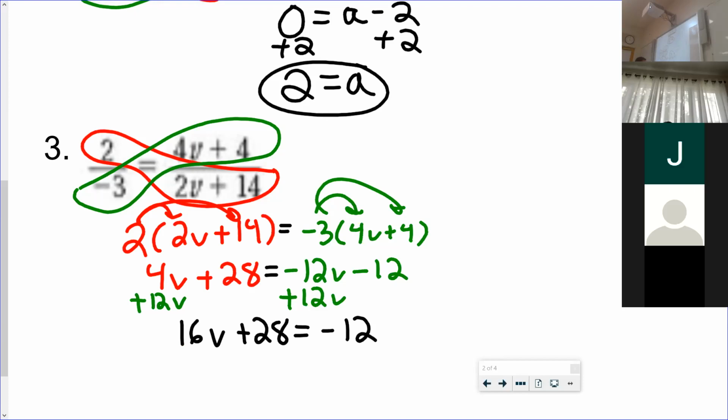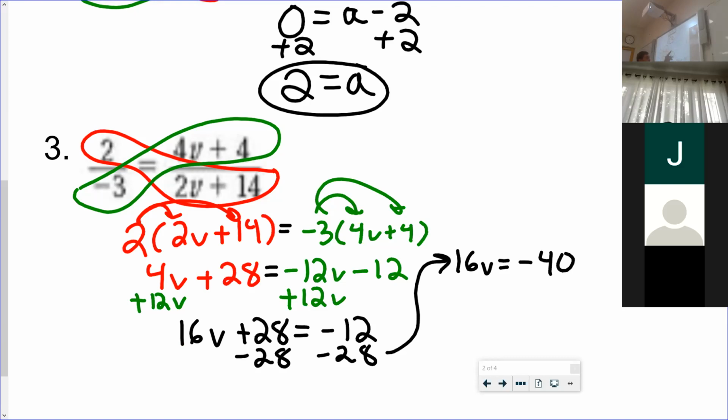So then we're going to do our two-step, minus 28 on both sides. Why don't you do plus 12 on both sides? I did it the opposite way around. You could do it the opposite way around. You will still get the right answer.